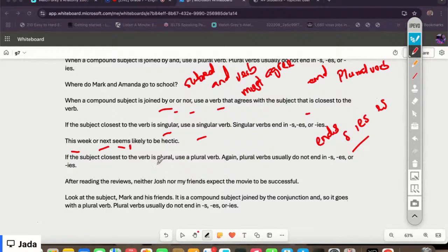So if the subject closest to the verb is plural, you use a plural verb, and you know that plural verbs usually do not end with s, es, or ies. Now, after reading the reviews, neither Josh nor my friends expect the movie to be successful. It says my friends, and expect is the verb, so the verb cannot end with s, es, or ies. Look at the subject, Mark and his friends. It is a compound subject joined by the conjunction and, so it goes with a plural verb. Plural verbs usually do not end with s, es, or ies. So you have to note this, okay? All right.